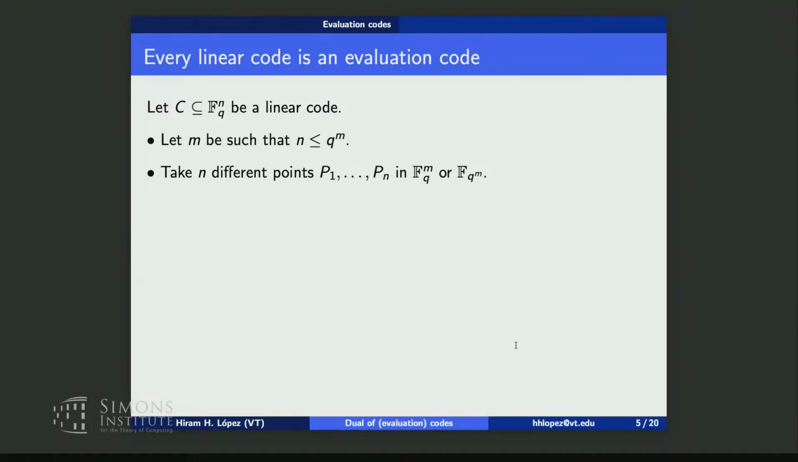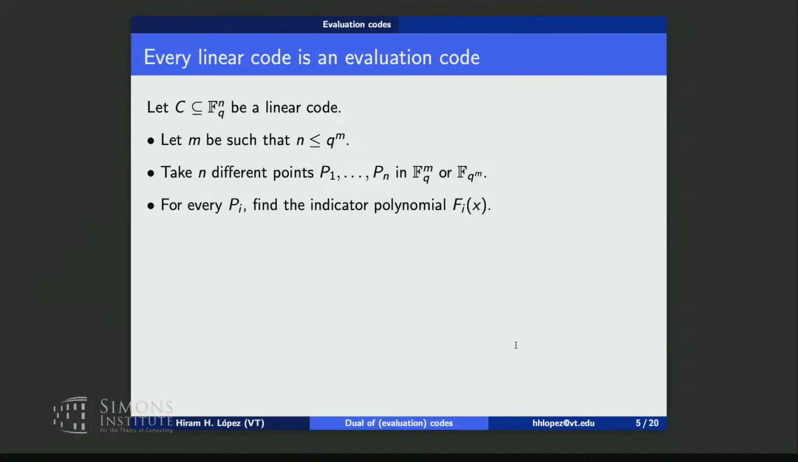It doesn't matter. So you can take the points in n variables, like here, or you can take points in this field extension. It's okay. So you will have polynomials in several variables, or polynomials in one variable. But the point is that you want to see the code as an evaluation code. And what is the next step? Well, I have the points, and now I need to find the functions.